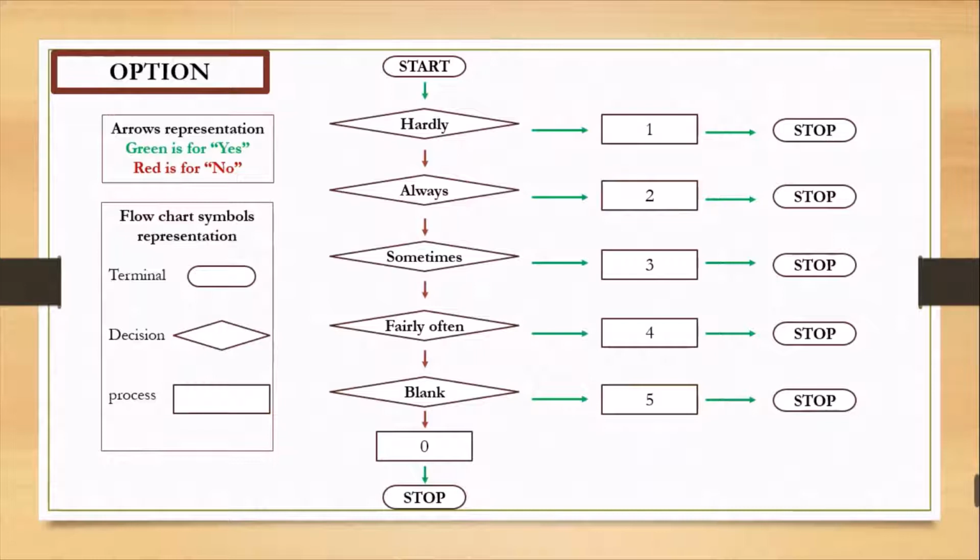So when you start, it starts by asking you a question. Is the old value hardly? If yes, take one, then stop. That's break the operation. If no, check if it is always. If yes, it is always, take two, then stop. If not, check if it is sometimes. If it is sometimes, take three, then stop. Else, check if it is fairly often. So the green arrows are more of a yes, then the red arrows are no.